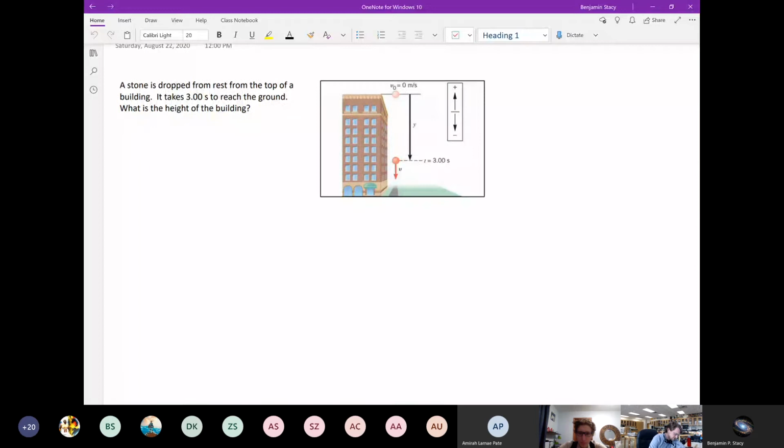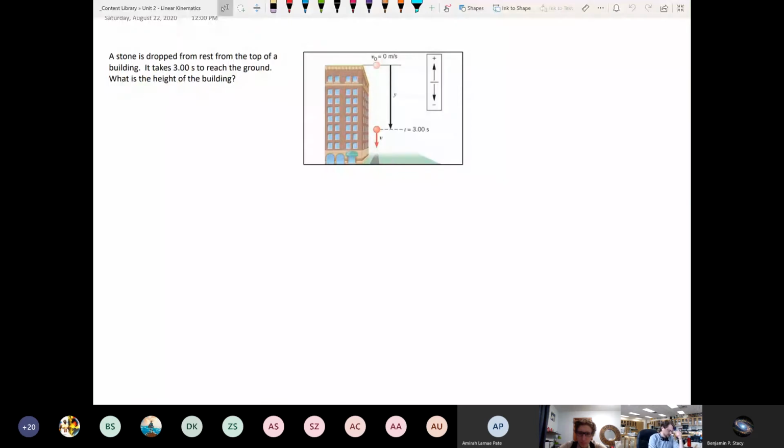Okay, so a stone is dropped from rest from the top of a building. It takes 3 seconds to reach the ground. What is the height of the building? We might as well go through and just be clear about what our baseline would be for this. Something is being dropped vertically. Is it undergoing constant velocity motion or uniformly accelerated motion? I've got to think if an acceleration is going to be present here or not. And we have gravity affecting it, making it speed up as it falls. That means its velocity is changing. So we have uniformly accelerated motion.